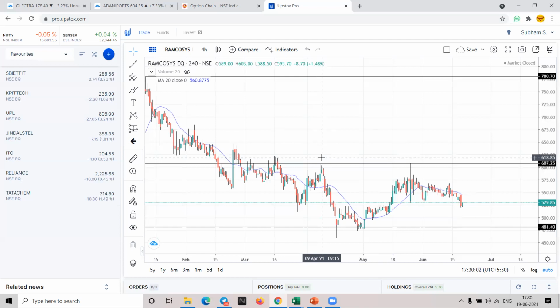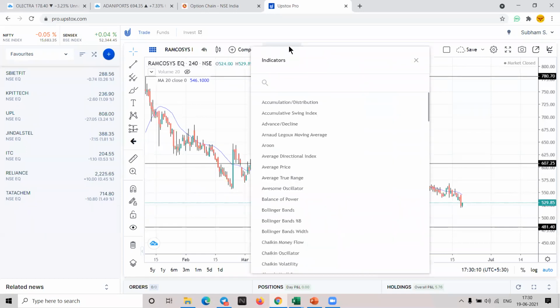Right. So I'll tell you about RSI also, and then I'll explain further. RSI is an indicator which gives us the strength of the move.